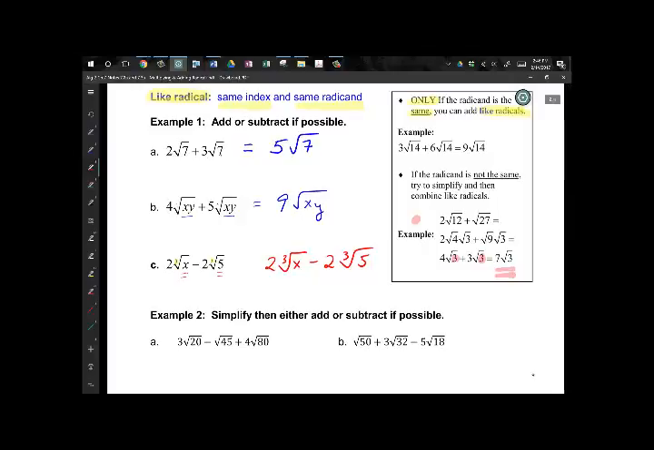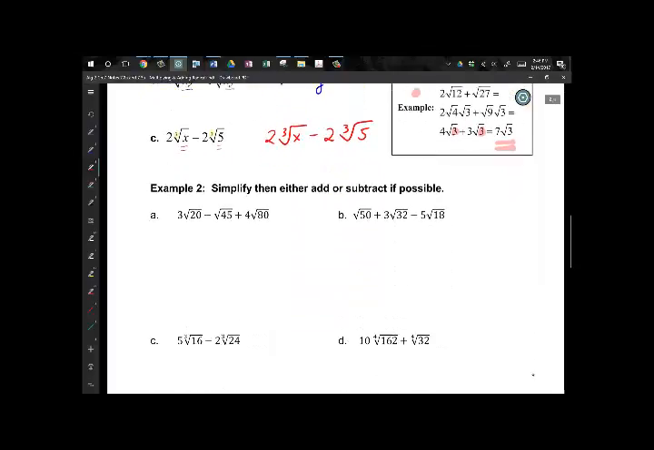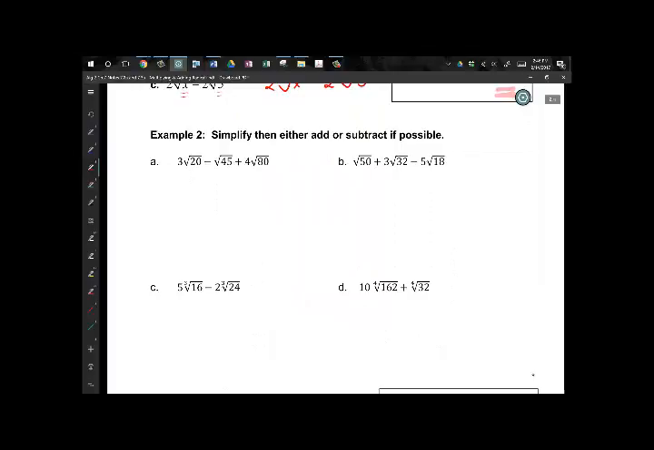But you need to specify that the answer that is written is the answer to the problem. So let's practice doing this. We're probably going to have to do some simplification first on these problems.